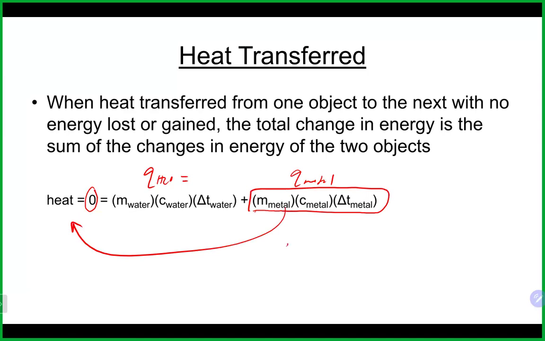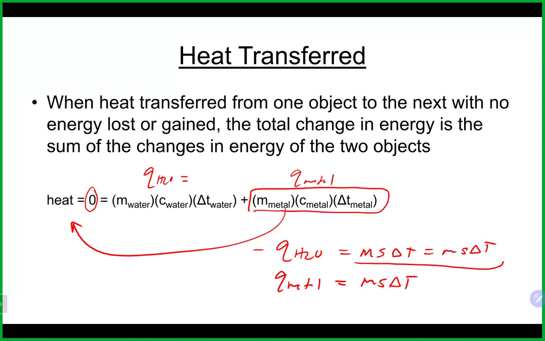So you can set, for example, Q of the water, which is equal to ms delta T, equals Q of our metal, which is equal to ms delta T. And remember, you do have to distribute that negative. So if you set these two equal to each other like it is up there, you need that negative to be distributed. Otherwise, you will get a wrong answer on one of those sides.